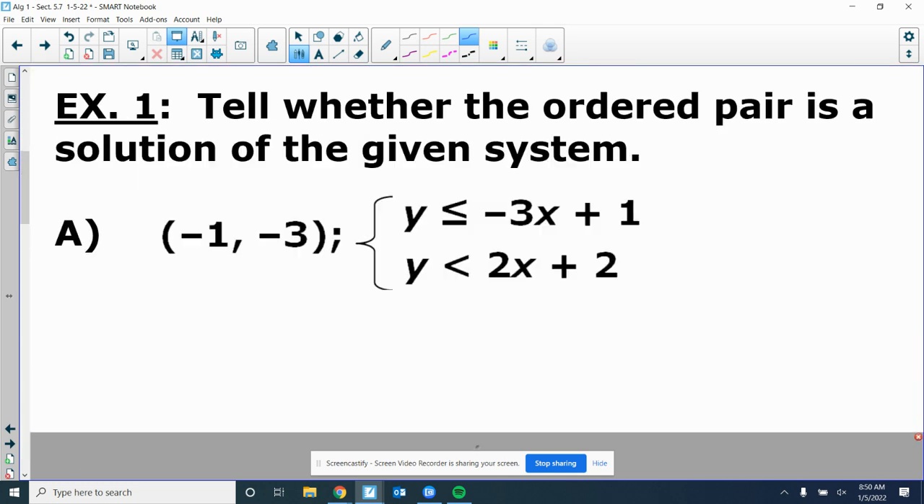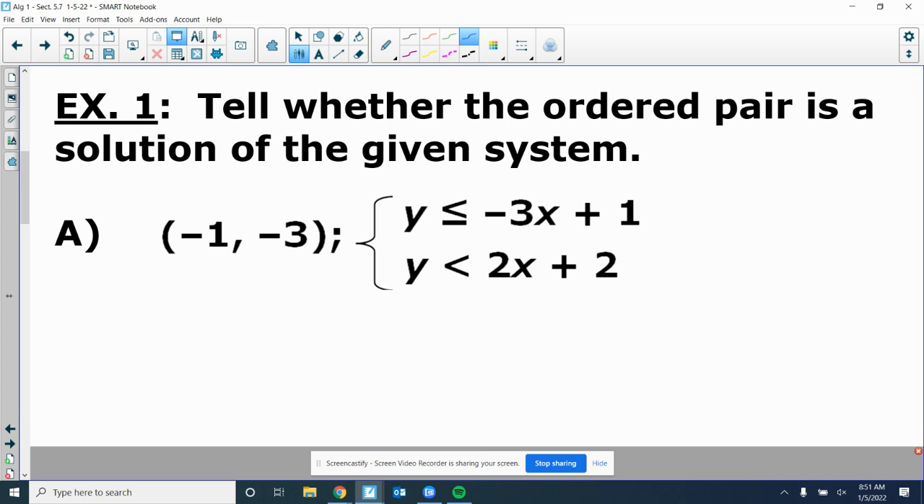All right. Does everybody have this one? So now we have to determine if this point is going to make both of these true. Okay? That's the only thing we have to do. So let's plug in. So on your paper there, let's plug in. Remember, this is x, this is y. Okay? So let's plug in. -3 is less than or equal to -3 times -1 plus 1. Guys, you have to do that. You have to plug and chug.